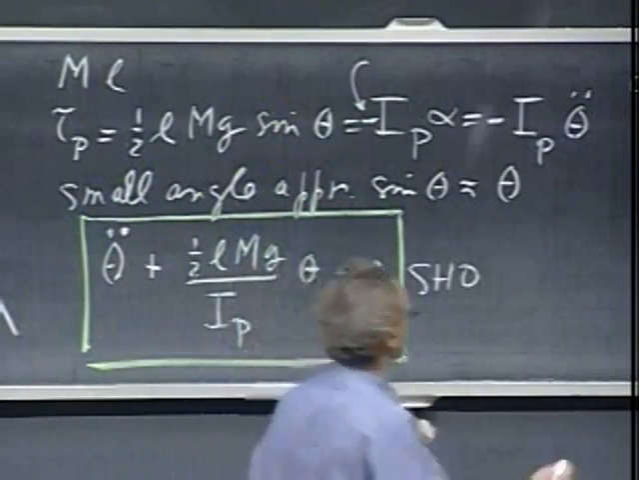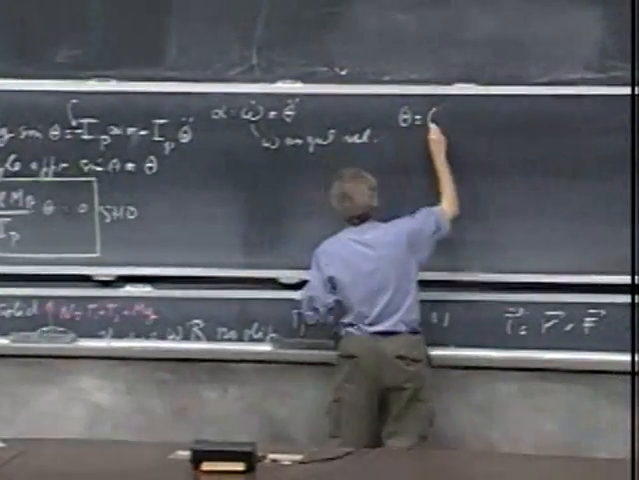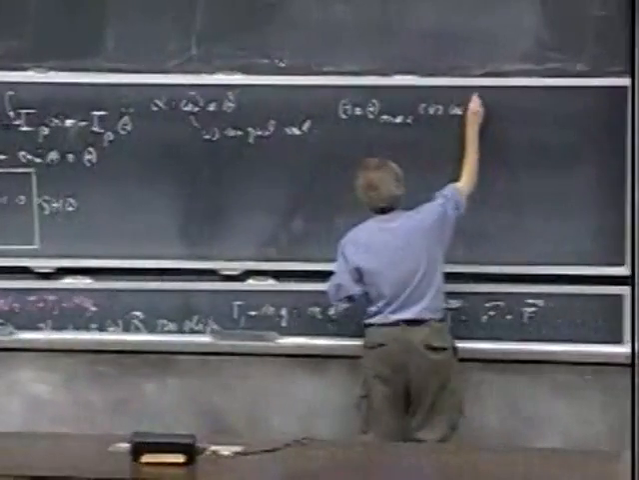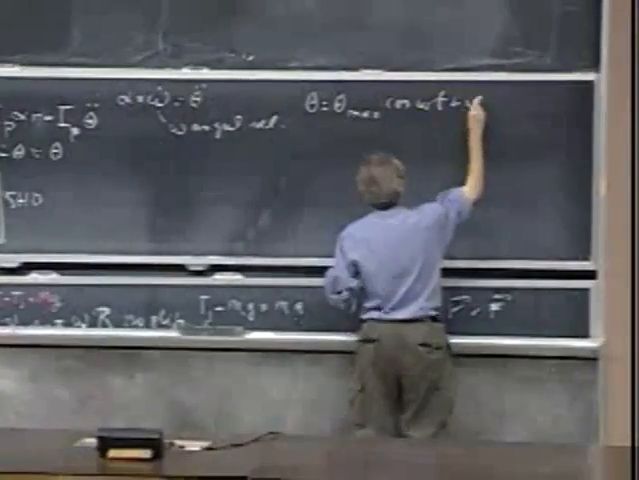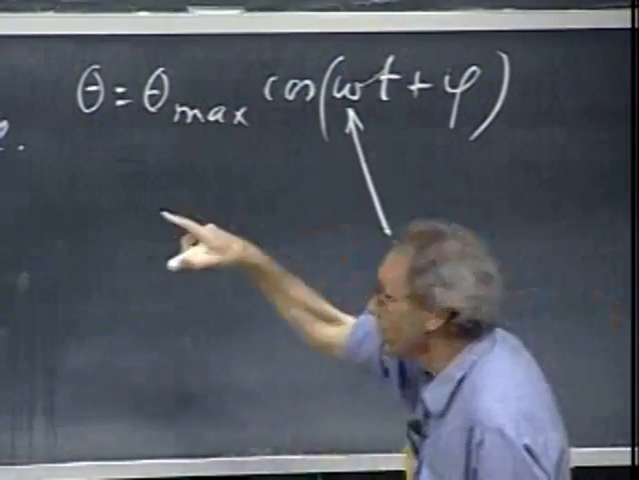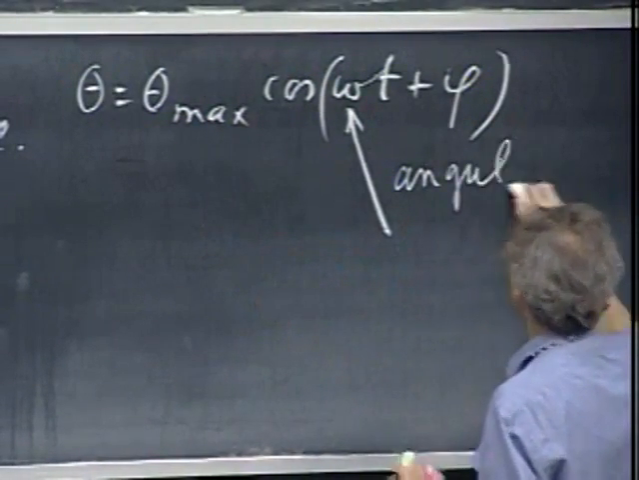And so we must get as a solution that theta must be some maximum angle times the cosine of omega t plus or minus phi. This omega has nothing to do with that omega. This is the angular frequency.